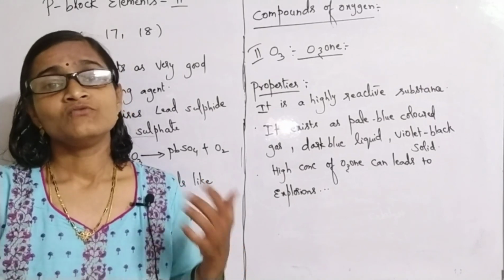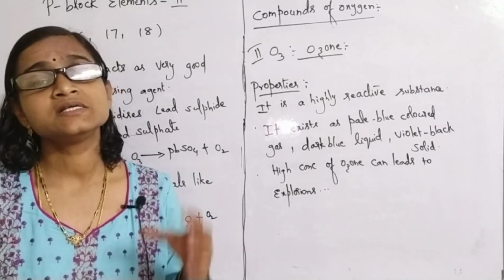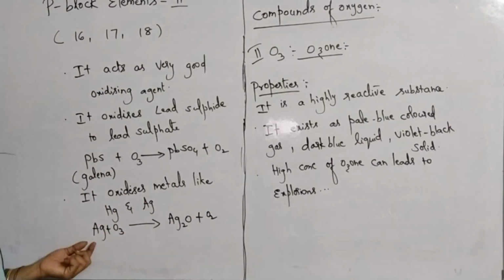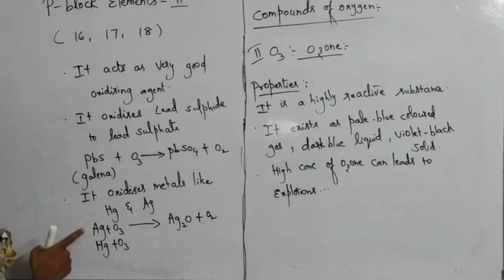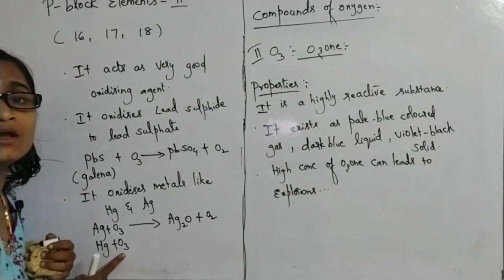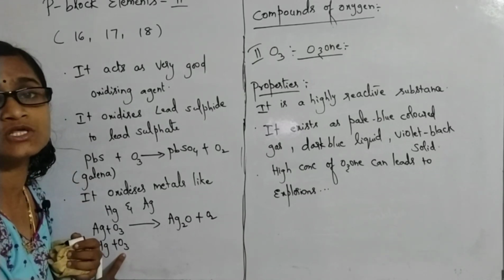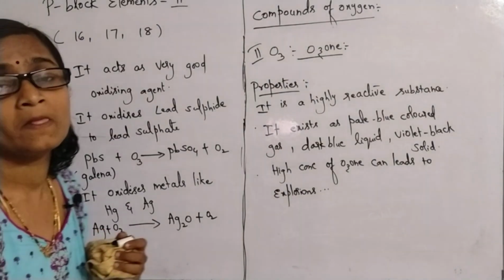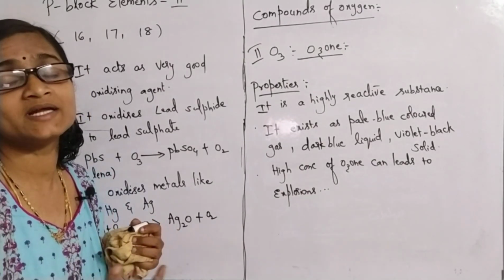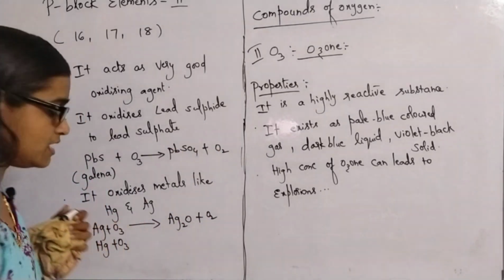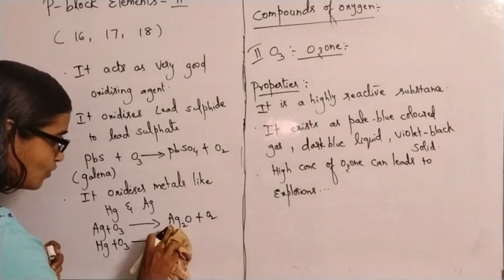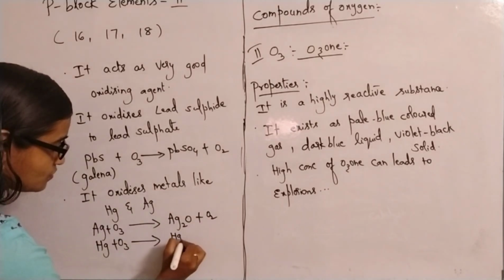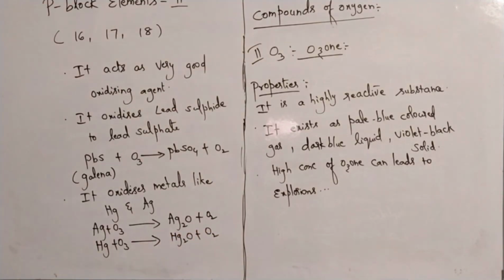Corrosion means formation of an oxide layer on the surface of certain metals. Now take metals like silver and mercury, Hg. Hg plus O3. Here silver and mercury react with ozone, but not with normal oxygen, because they are less reactive. They are present at the bottom of the reactivity series. So Hg2O will form, plus O2. Like that, ozone can oxidize certain metals.